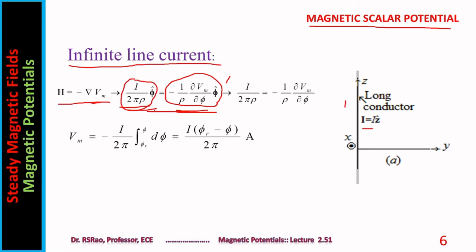Now equating these two, we get I by 2 pi rho equal to minus 1 by rho dou Vm by dou phi. Performing the integration, we get Vm equal to I (phi r minus phi) by 2 pi amperes. Phi r is the reference point azimuthal angle, whereas phi is the field point azimuthal angle. Note the entire problem is considered in the cylindrical system.